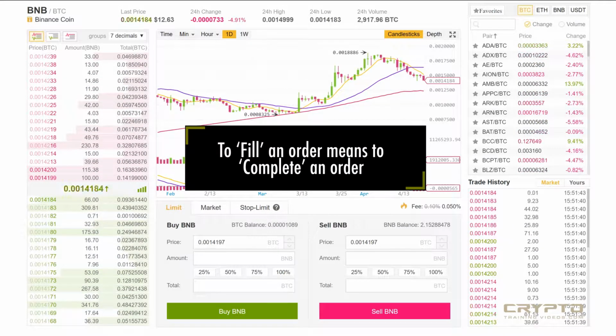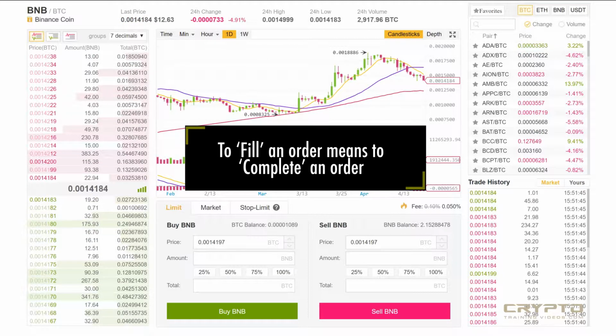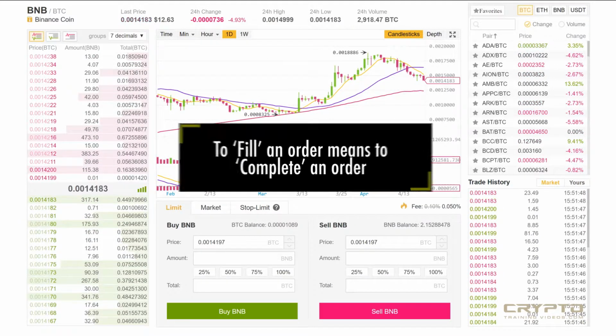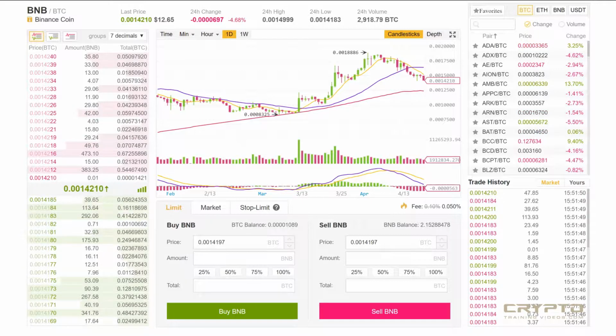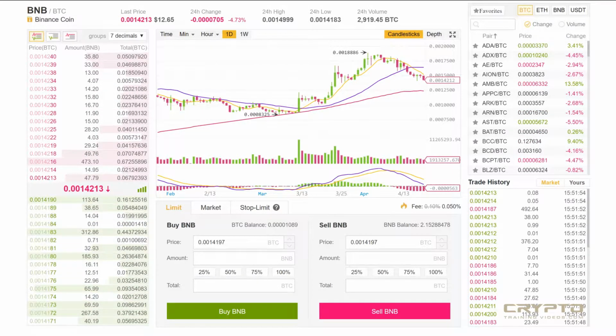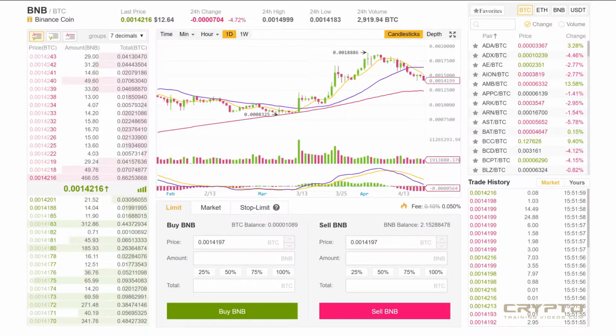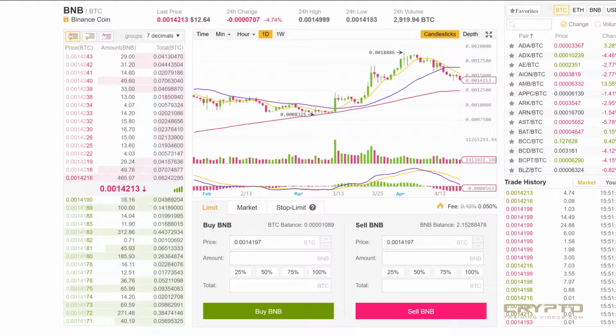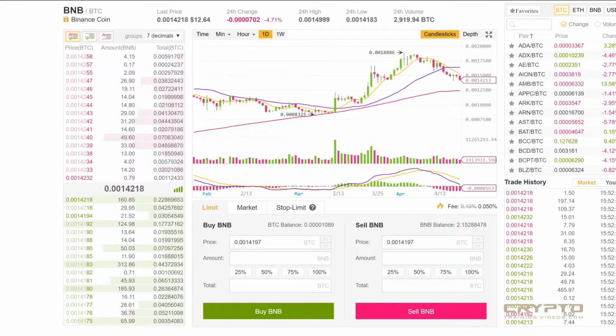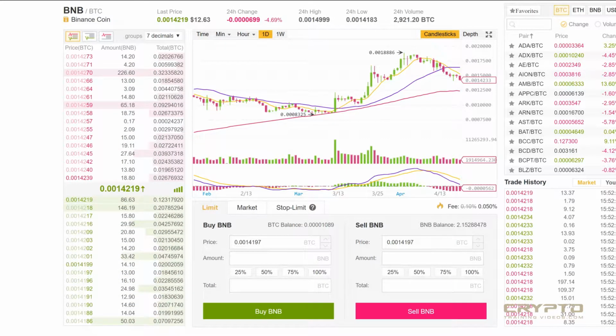Well, if you set your price point too high, for example, and you're trying to sell Binance Coin and that price is too high, if the market never reaches your price point, that means your order can virtually just sit there and go unfilled. You have an open order that doesn't get filled. So let's break this down even more and we'll actually make a trade so you can see exactly how this functions.